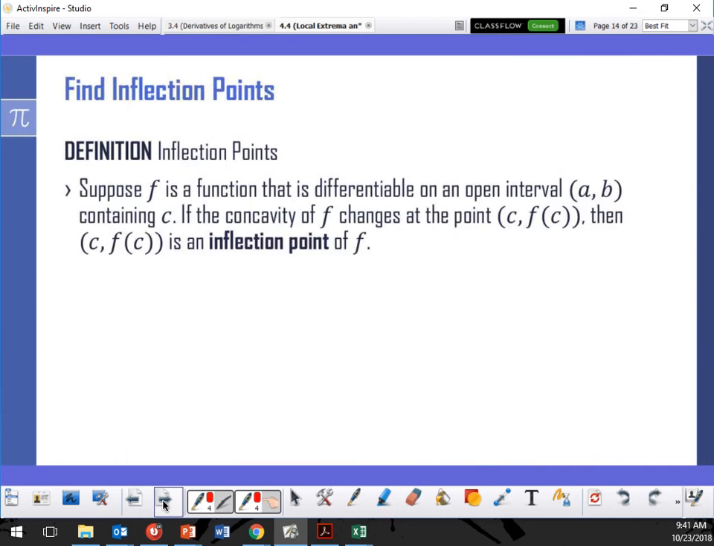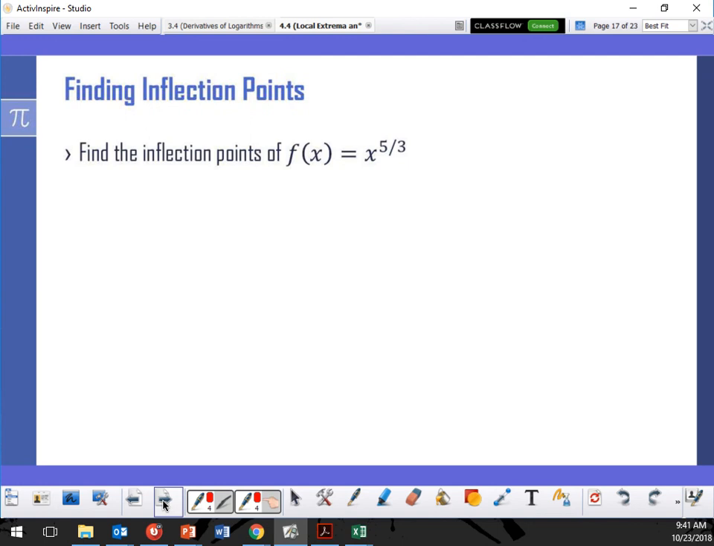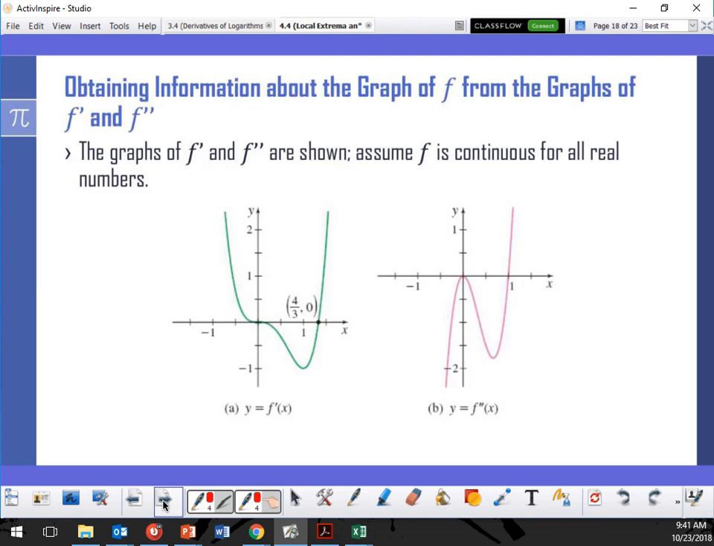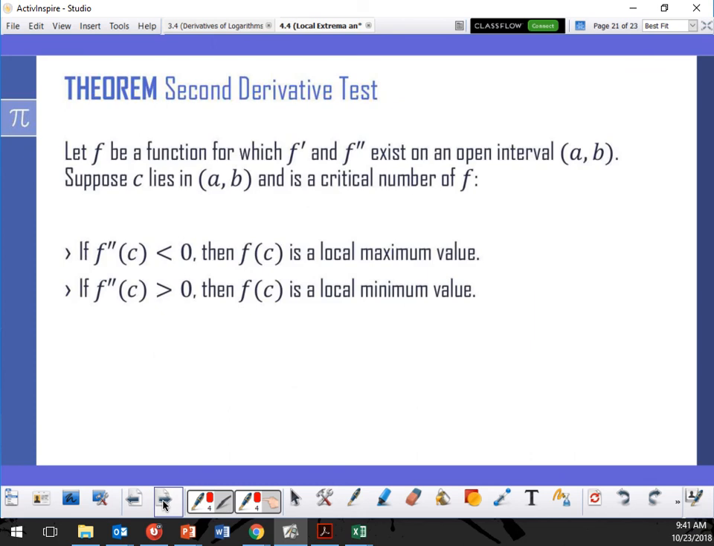So I'm just trying to make sure about inflection points. We just talked about that. You guys got the test for finding them, the second derivative. We did the hand thing.